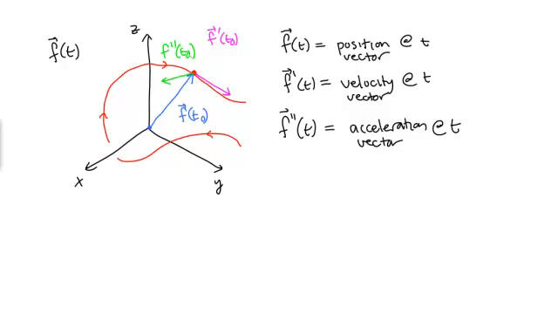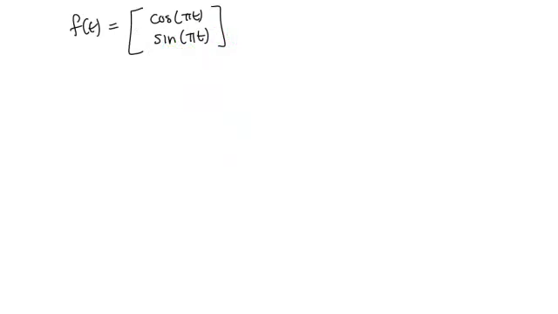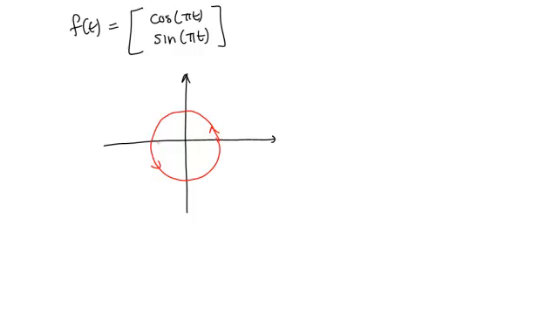In Calc 1, we sort of thought of acceleration as something that speeds you up or slows you down. That's not exactly what it does here in Calc 3. And to show that, I'd like to give an example first. Let's revisit this guy, cosine pi t, sine pi t, from the beginning. We know that this particular function traces out a circle counterclockwise starting at 0. If we work out its velocity, f prime of t is going to be the vector negative pi sine of pi t, pi cosine of pi t.